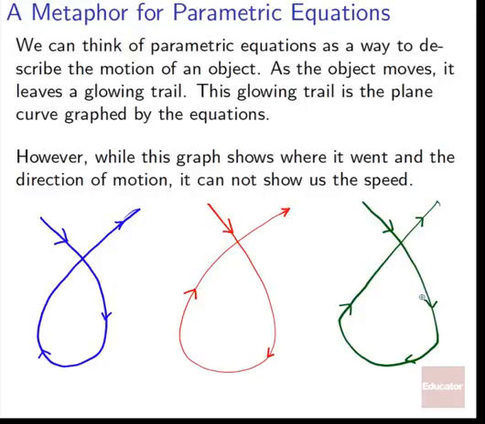So that's the difference in many ways between what we are seeing with the 3t plus 1, 6t minus 1 versus the first set of parametric equations, where we're just seeing how fast it's going. They give us the same picture, but a picture isn't quite everything with parametric equations. There's also this question of how fast it managed to move through that picture.